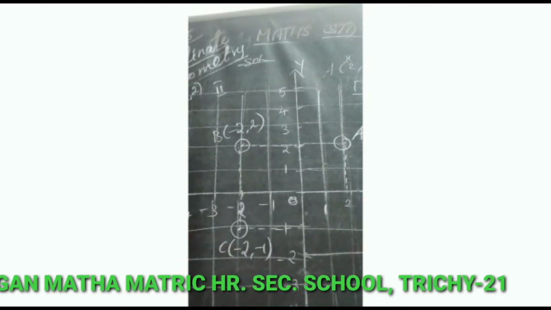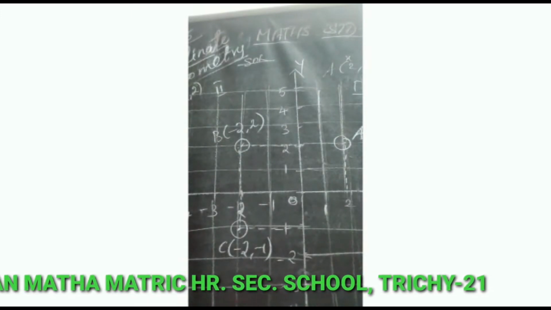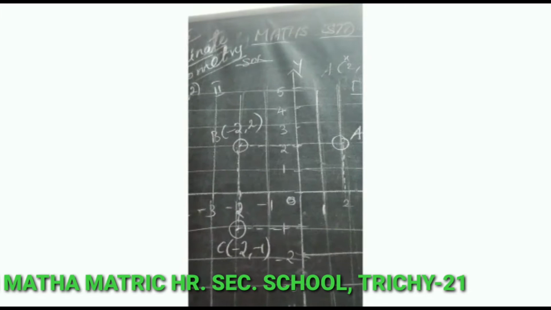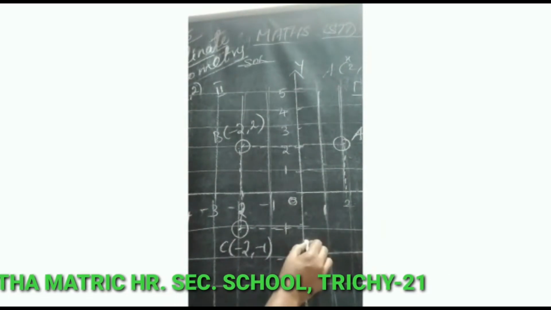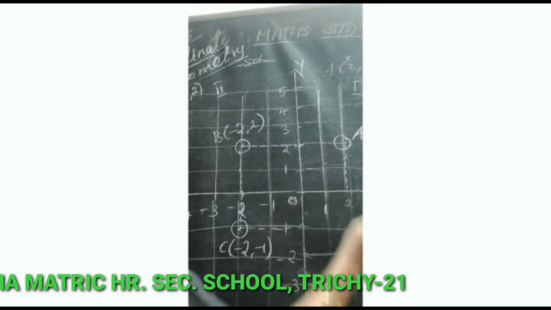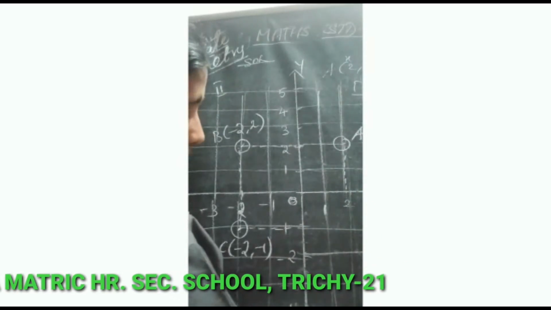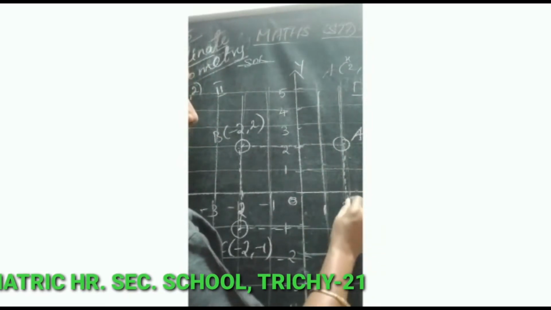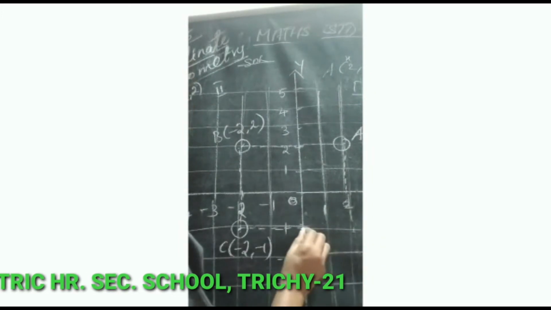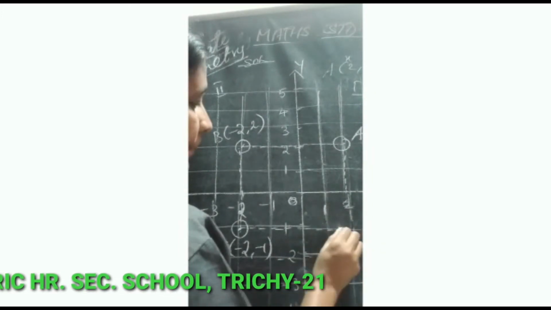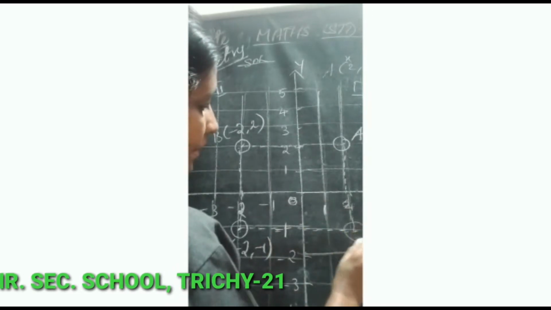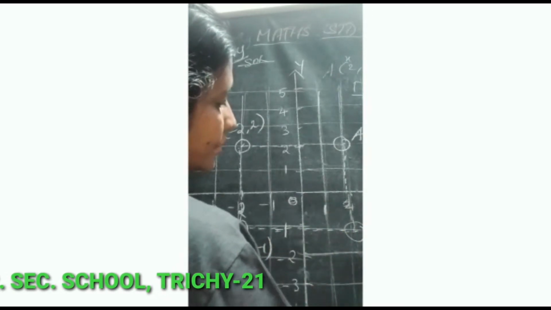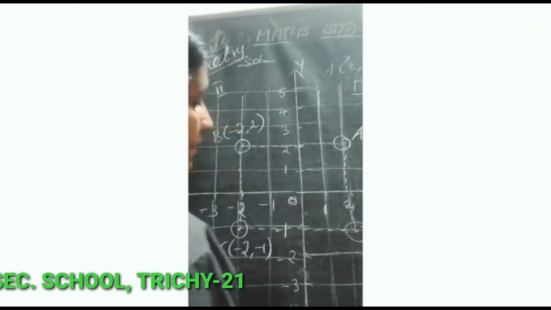See the fourth point. Point D is plus 2, minus 1. Plus and minus means point D lies in the fourth quadrant. Plus 2 is the x coordinate, and the y coordinate is minus 1. So mark the point D, 2 comma minus 1.